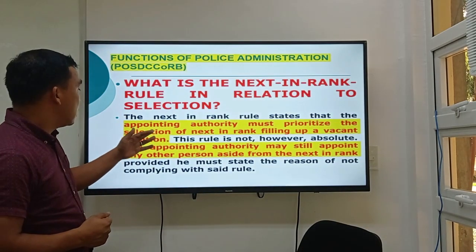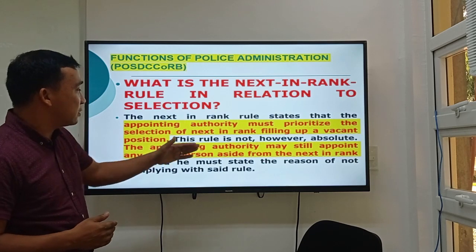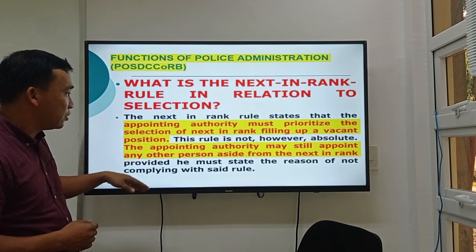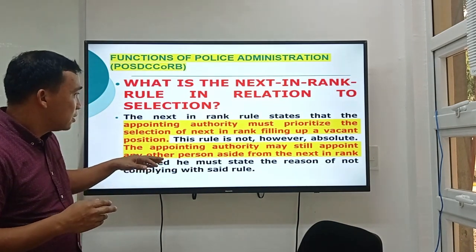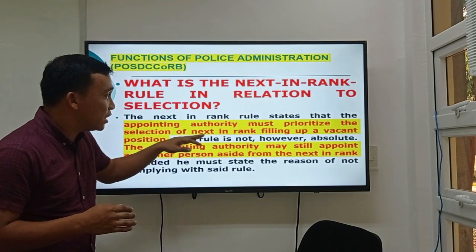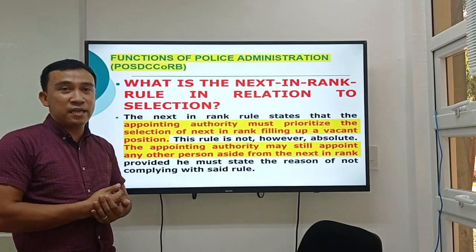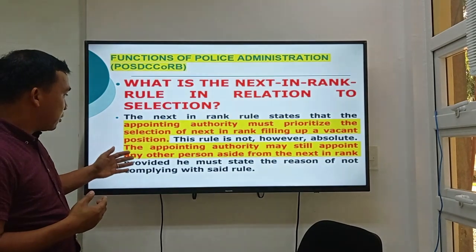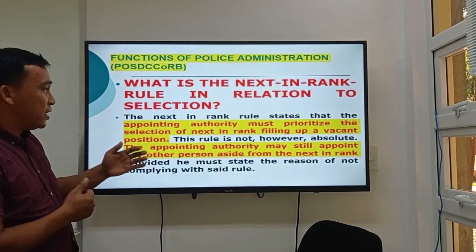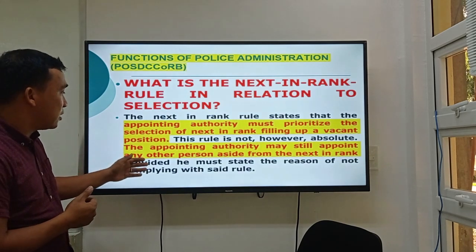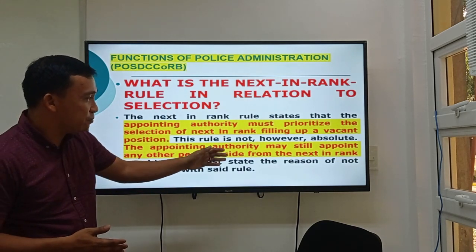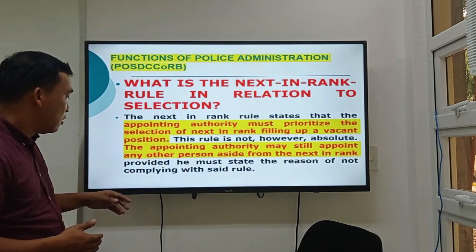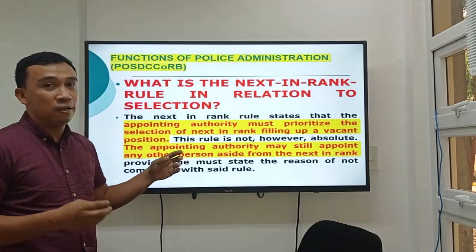So parang ganon. The appointing authority must prioritize the selection of the next in rank, filling up a vacant position. But ang sabi dito, however, this rule is not absolute, meaning hindi ito nasusunod sa lahat ng pagkakataon. Bakit? Because the appointing authority may still appoint other person aside from the next in rank, provided that he must state the reason of not complying with said rule.